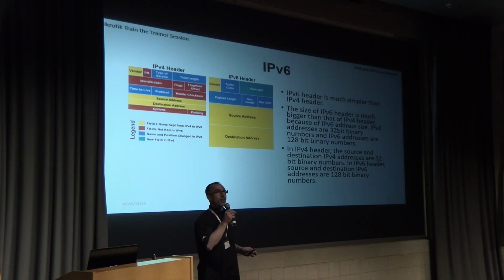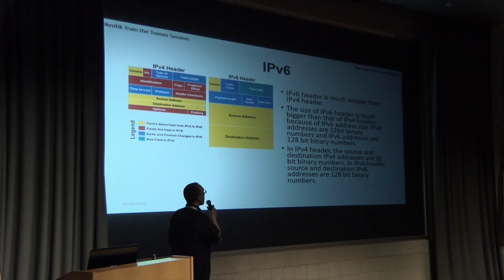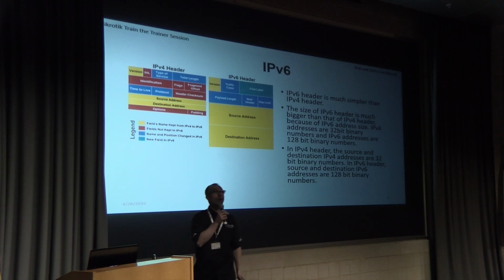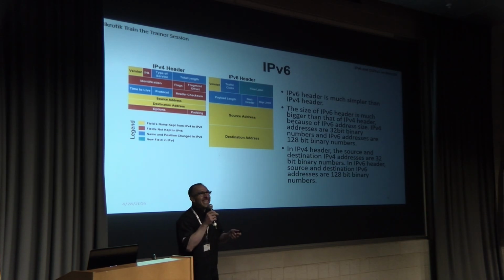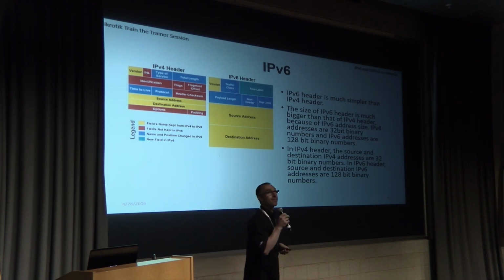Does anyone here have a guess? Why does this look bigger? Why would we need a bigger destination and source address? Can anyone take a guess?